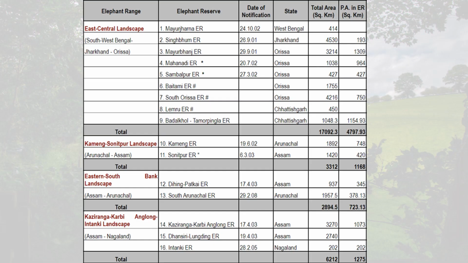Now these are all the elephant reserves. 16 elephant reserves. So this is the data of 2005. And these are the elephant ranges from the eastern central landscape. It includes southwest Bengal, Jharkhand, Orissa, and in the coming Sonitpur landscape, it includes Arunachal and Assam. So these are all the elephant reserves according to the data of 2005.